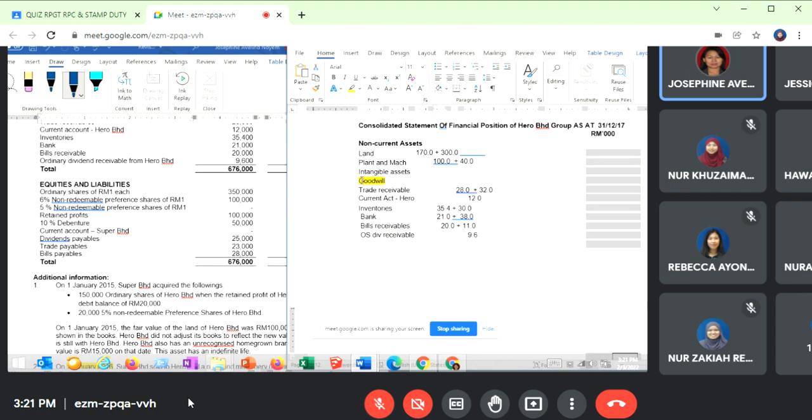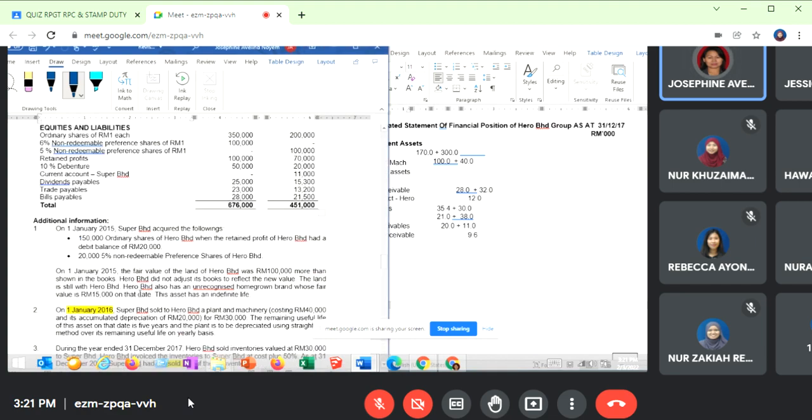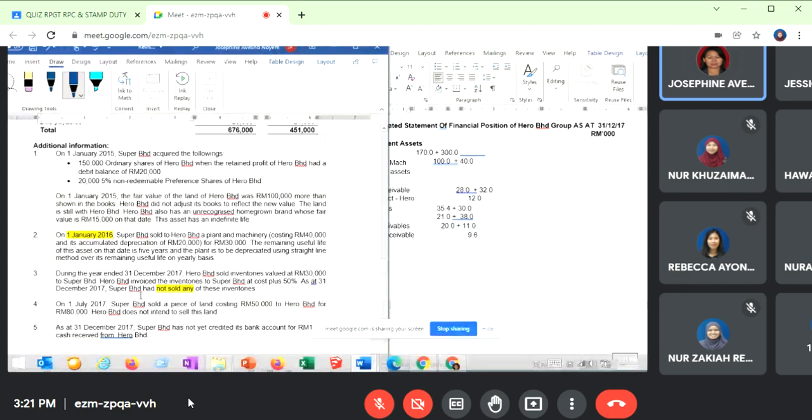All right, goodwill, never put it together with current assets. Goodwill is a non-current asset. Okay, make sure the goodwill is under non-current. All right, so the template is ready. Then you go into your additional information.